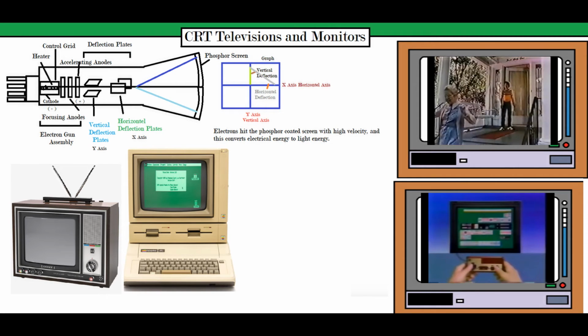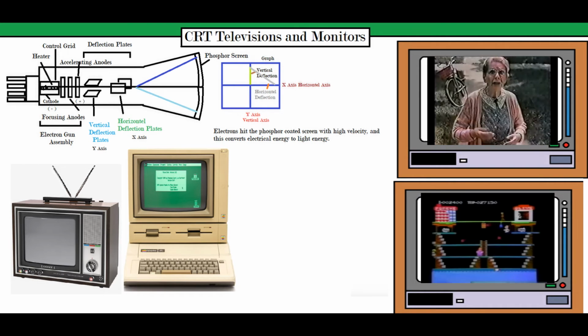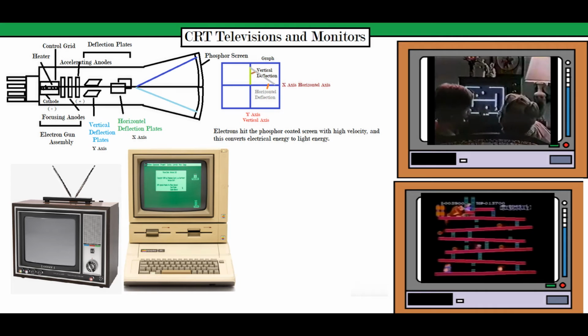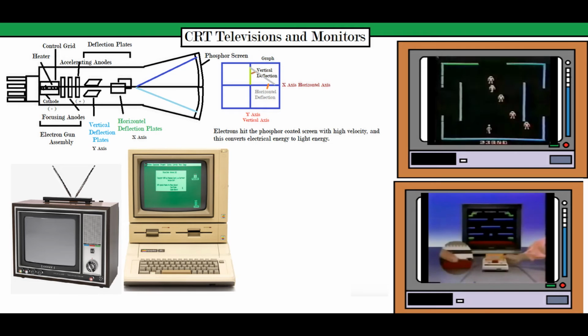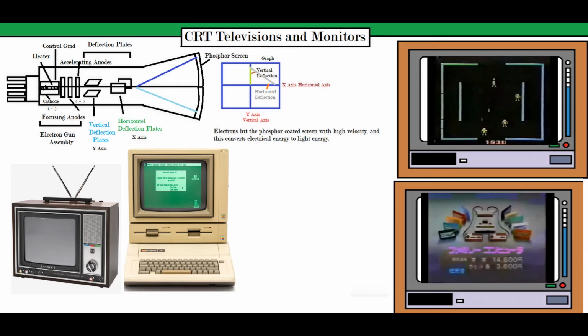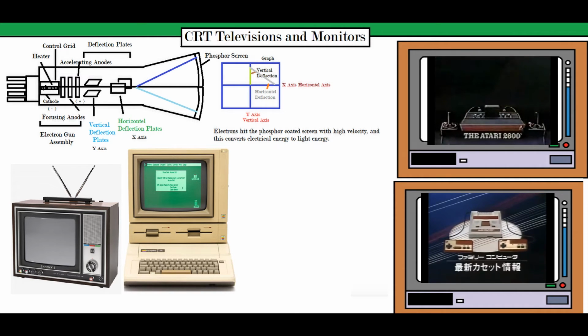But another thing good about CRT screens is that there are almost no dead pixels, because actually there's no such thing as a dead pixel, because of the way the cathode ray tube works, there are no dead pixels.